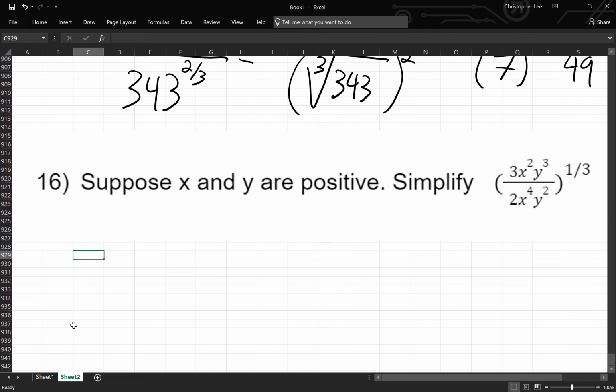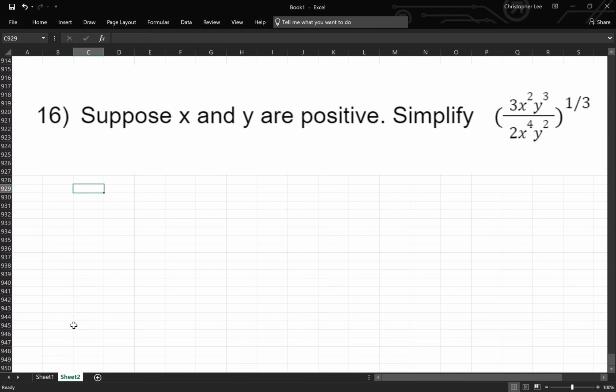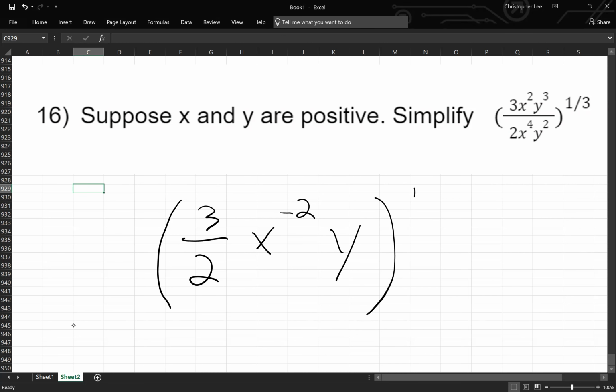Is this just subtracting? Exactly. So do it real quick. It's going to be 3/2 x to the what power? Negative 2 power, light work. And then y to the what? Then you have the 1/3 power right here. Right? So tell me what's going to happen.